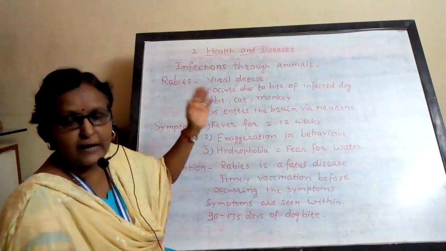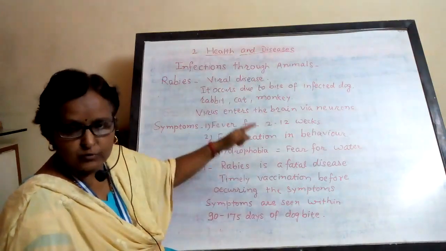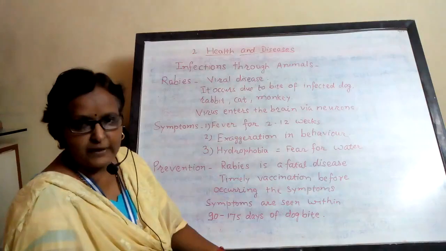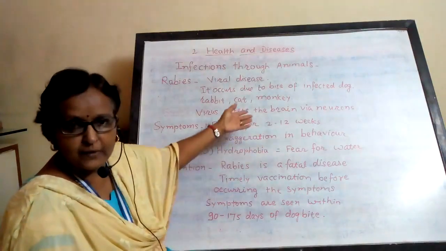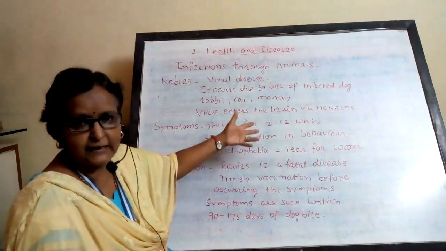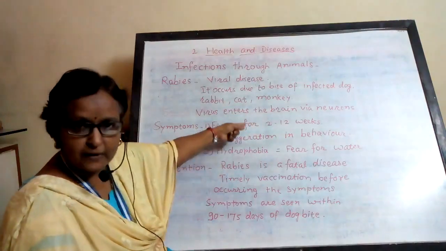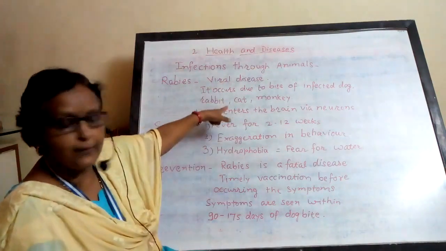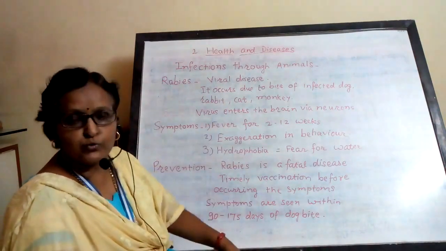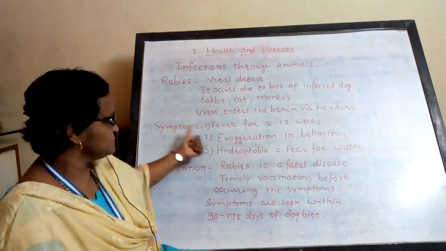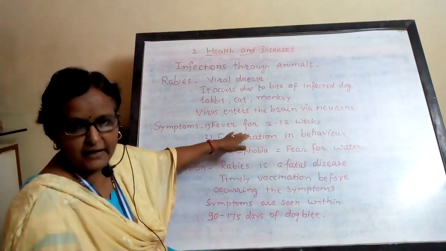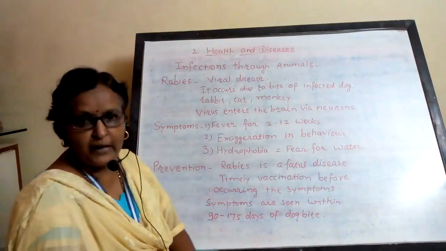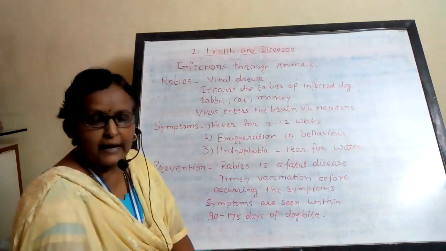from the blood that virus goes to the brain through these neurons, and there is change in behavior of that patient, that becomes exaggeration, we can say hyperactive, due to the spread of virus from blood to the brain. So fever for 2 weeks, that is the symptom. Then exaggeration in behavior, that person becomes hyperactive. Then hydrophobia, that is the main symptom of this disease.